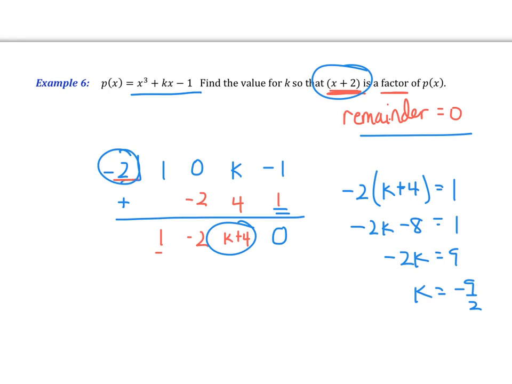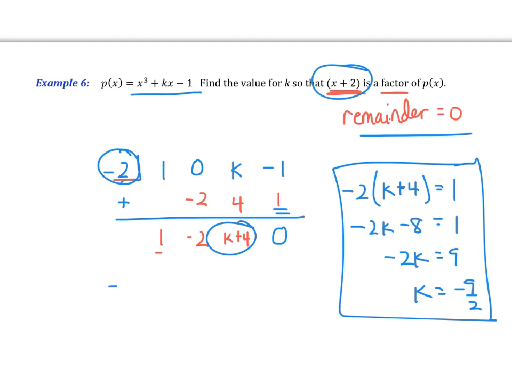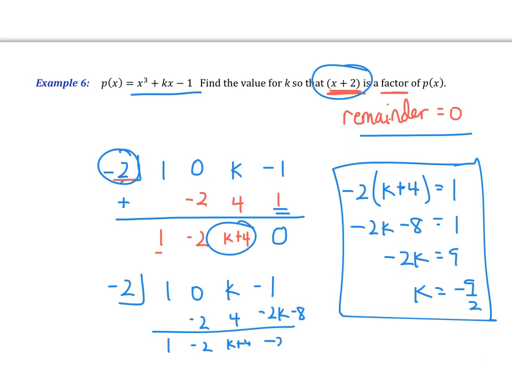Now, is the method that I used here the only way that it could have been done? No, we could have also just done it in another way. We could have done our negative 2, our 1, a 0, a k, a negative 1. We could have brought our 1 down, negative 2, 4, k plus 4, and then we could have done negative 2 times k plus 4 is negative 2k minus 8, and then negative 2k minus 9 is equal to 0 and solve, but you pretty much get the exact same thing.